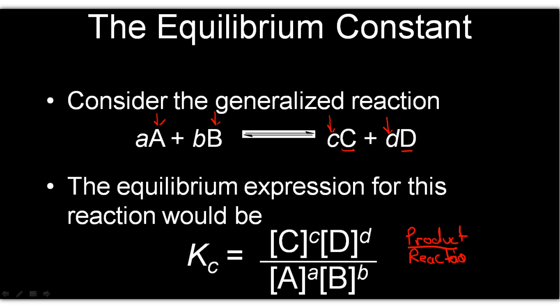Reactants. I knew I was going to do that, speaking and writing at the same time. So products over reactants, and each one raised up to its coefficient. So if I have a large K value, well, I guess we'll get to that in a minute. I know I have a slide on that a little later on.